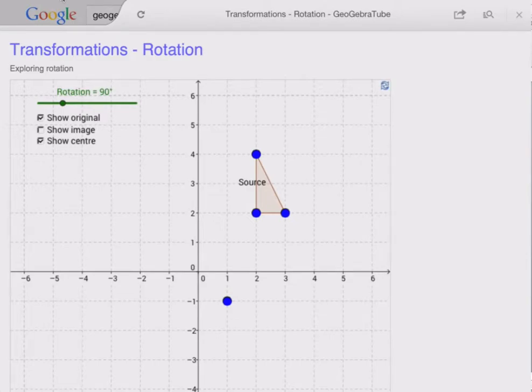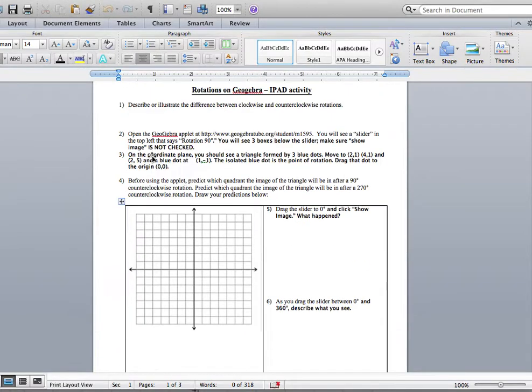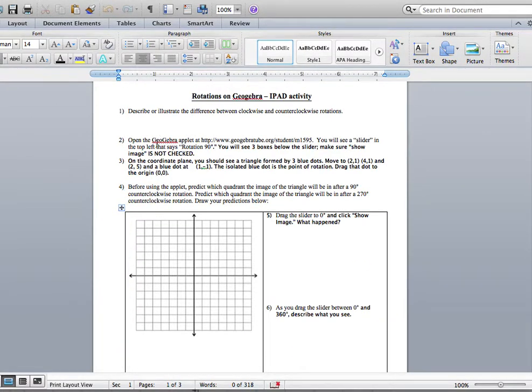Transformation, rotation. Follow the paper you got on it, how to get there. That is this paper here. It should have the website there. So you follow that.